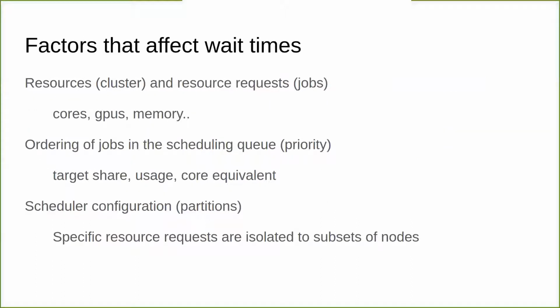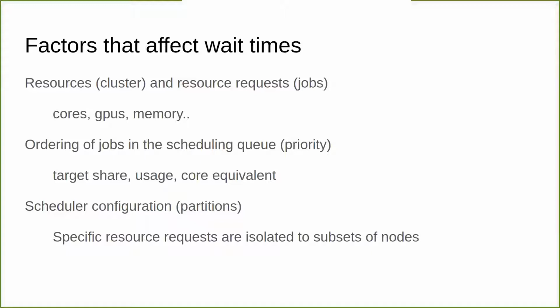So what are the main factors that affect wait times? The resources on the cluster: there's a limited number of resources, and then there's the resource requests, which are the jobs. The jobs wait because there aren't enough resources to handle all the jobs at any time. And wait time is the only tool that the scheduler has to distribute workloads fairly. And we're going to go into all of the factors that affect that. So the resources are cores, GPUs, and memory, etc. There are also things like software licenses and other things we won't get into.